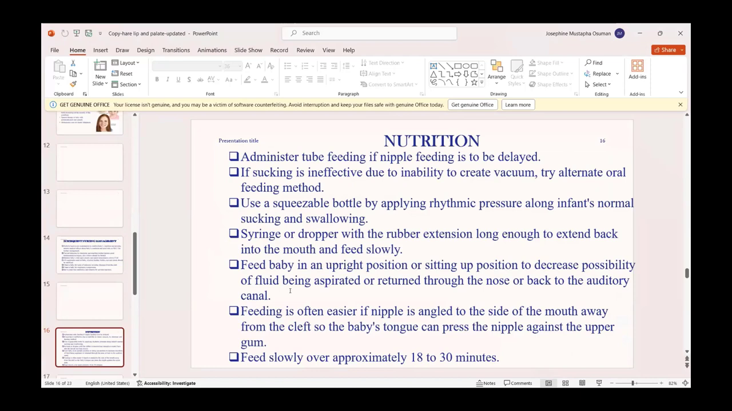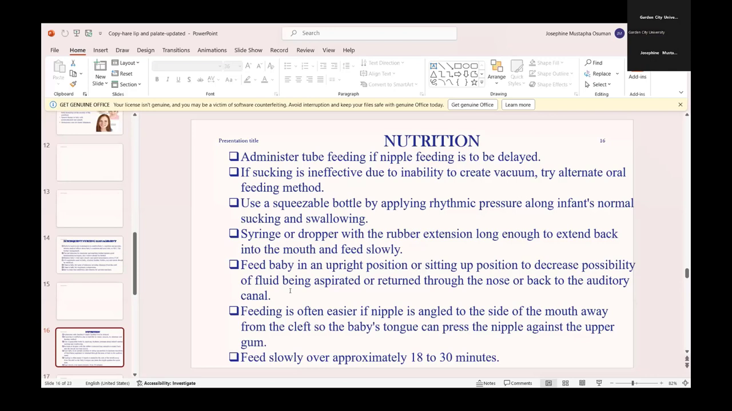In nutrition, we administer tube feeding if nipple feeding is to be delayed. At times when the baby has a bilateral cleft lip and palate, it is quite difficult for them to feed. So tube feeding is better because it allows them to get the nutrition that they need. Then if sucking is ineffective due to inability to create a vacuum, use an alternate oral feeding method. It's better to give cup and spoon feeding, because the opening makes the baby not able to suck.